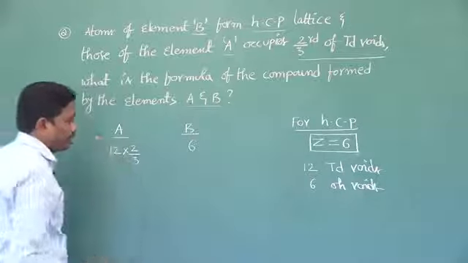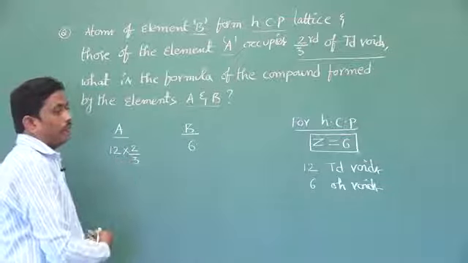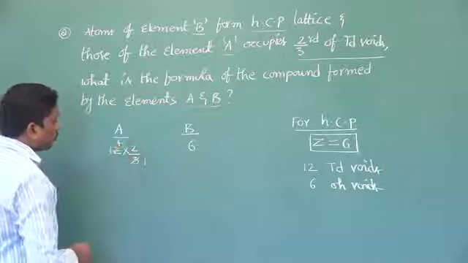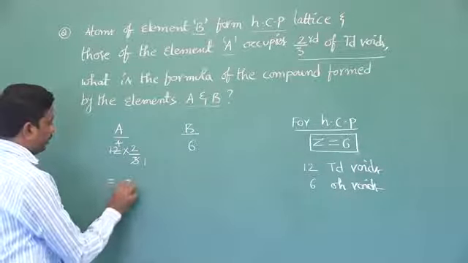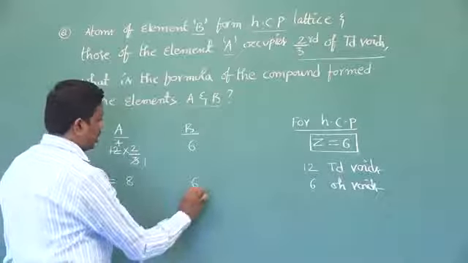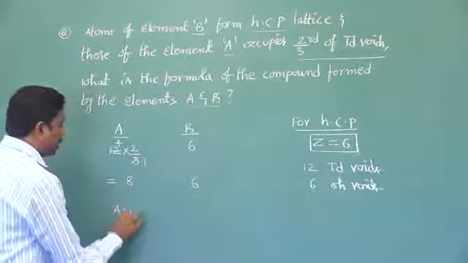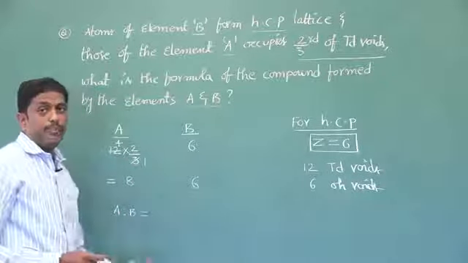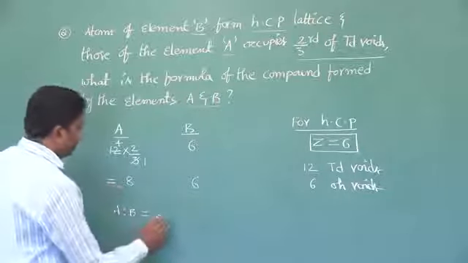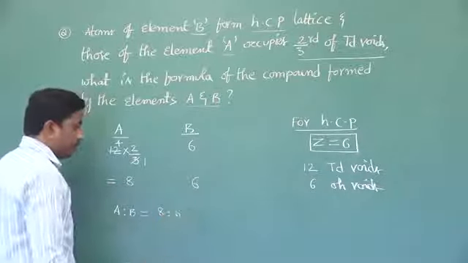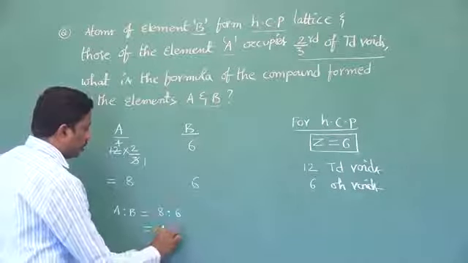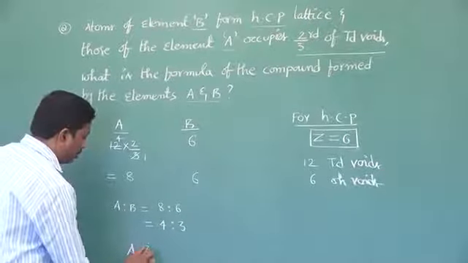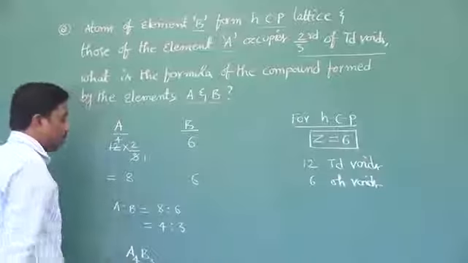Okay, now if we simplify, we will get the formula of the compound. See, 3 1s are 3, 3 4s are 12, 4 into 2 is 8. So A is 8 and B is 6. So A is to B. We need to consider the simple ratio; generally, we need to identify the empirical formula. So A is to B, that is 8 is to 6. We can represent this as 4 is to 3. So the formula is A4B3.